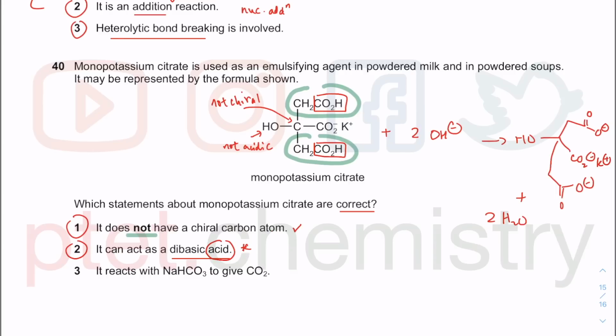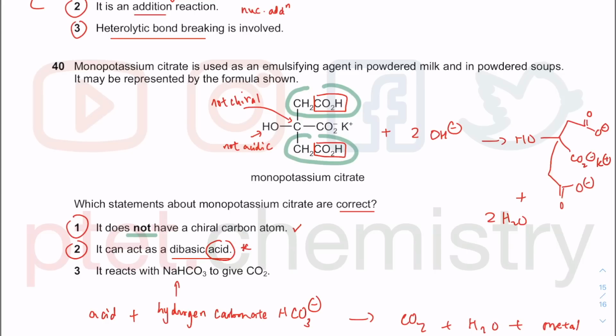This is correct. It reacts with NaHCO3. So this is hydrogen carbonate. Hydrogen carbonate behaves just like carbonate ions. So that means if you have an acid, then you're going to react with carbonate, because carboxylic acid plus carbonate is the same as carboxylic acid plus hydrogen carbonate, and they will give you carbon dioxide, salt, and also water. So they will also give you carbon dioxide, water, and also metal salt from your metal hydrogen carbonate there. So 1, 2, and 3 are definitely correct.